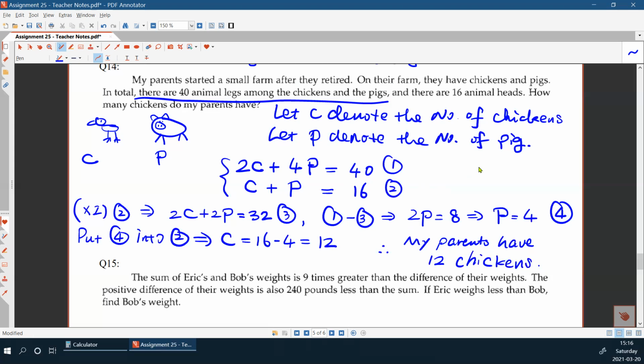Right? Okay, have a look at this question. Anything you want to ask? No? Okay, let's see question 15.